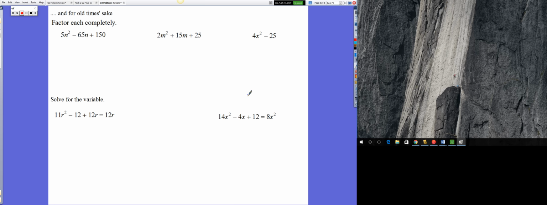Okay, just to keep you honest, quadratics. These came from the quarter 2 final. So factoring, this is like the 1,000 club stuff we've done. This first one, if we factor it first, I can shrink it down. I can divide them all by 5. If I divide them all by 5, it's going to be 5 times n squared minus 13n plus 30, because 1365 divided by 5 is 13n, and 150 divided by 5 is 30.